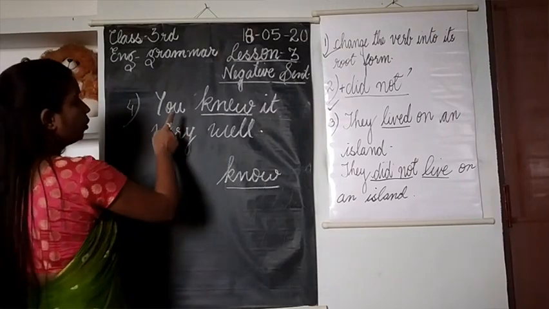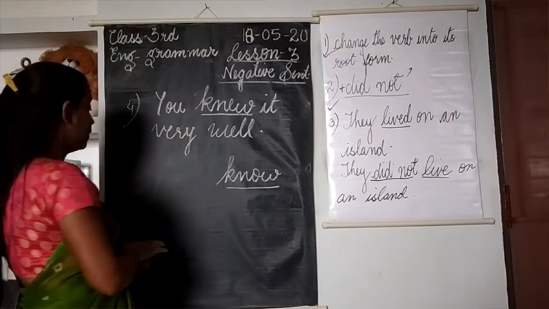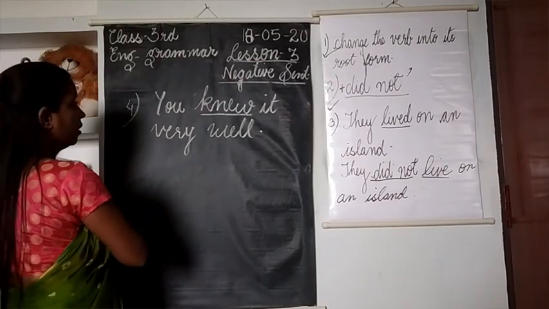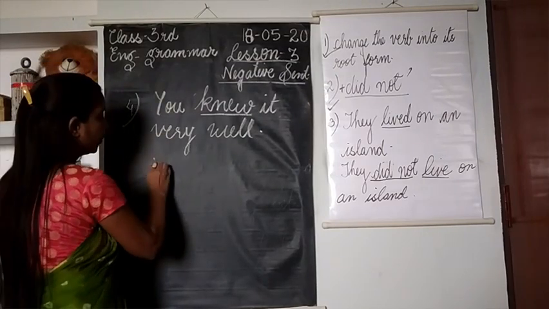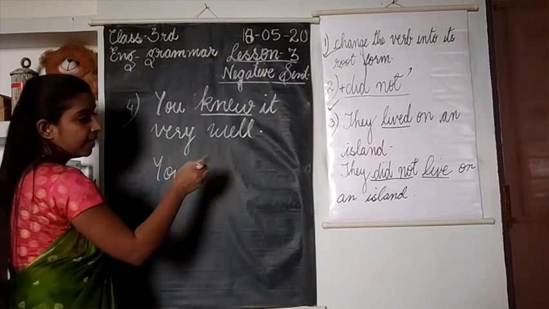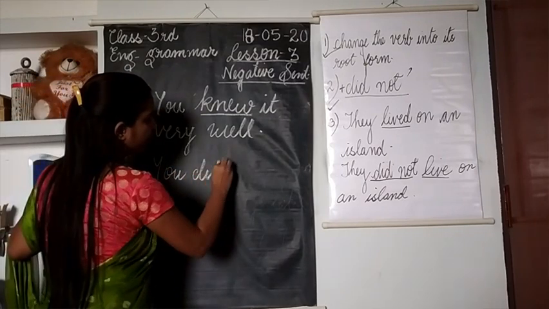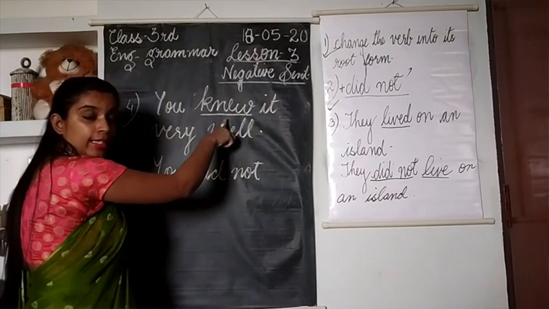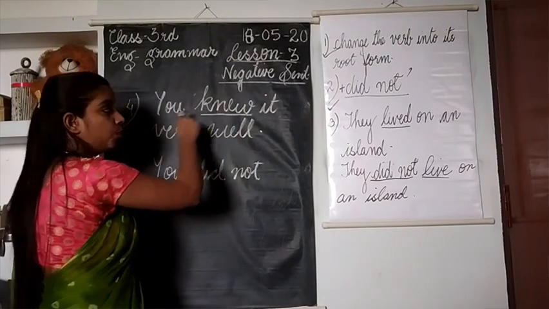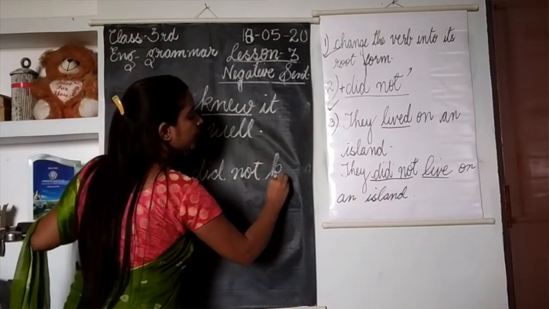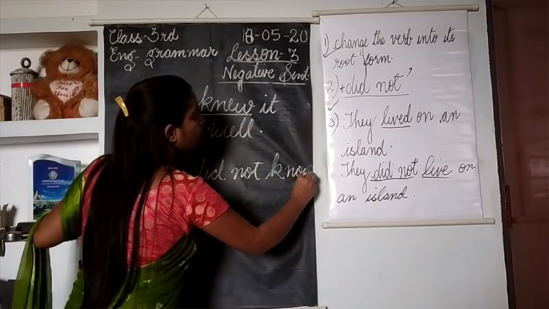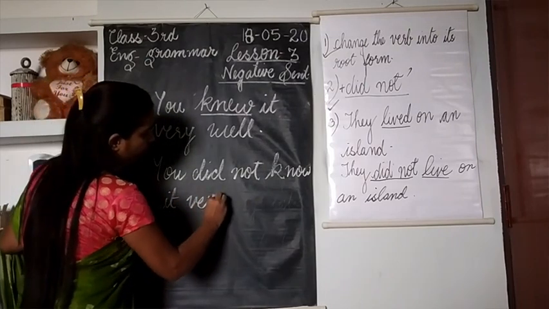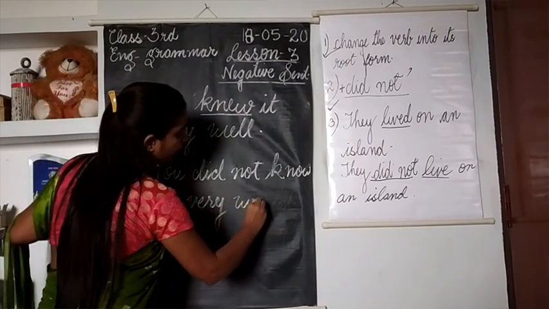Okay? So how will you change the sentence into negative? First we will add did not after the subject. What is the subject here? You. So you will add did not after the subject. You did not, and then you will change this verb into its root form. The root form of knew is know. So, you did not know it very well.